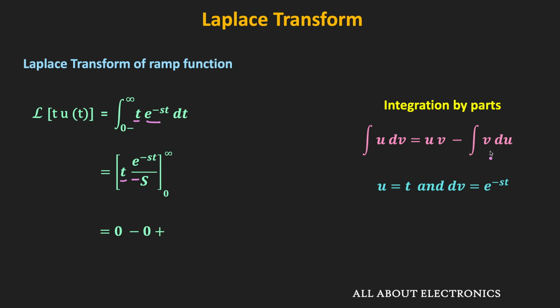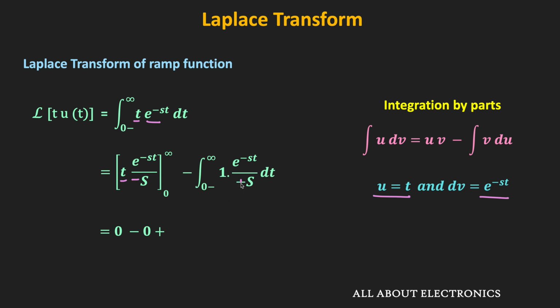Similarly, the second term is equal to the integration of v times du. Once again, v is the integration of this term, and that is equal to e to the power minus st divided by minus s. And du is the differentiation of the first term. As you know, the differentiation of t is equal to 1. Therefore, here we will have 1 times e to the power minus st divided by minus s. So here, minus minus will get cancelled out.